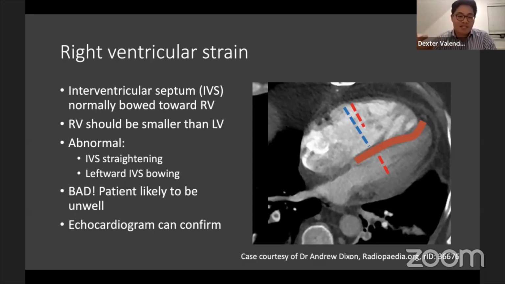This is bad. The patient's likely to be unwell, and we'd normally recommend that the patient has an echocardiogram to confirm, and this might dictate if the patient needs further strategies such as thrombolysis to try and treat the PEs, or something more than just normal anticoagulation to treat the PE.